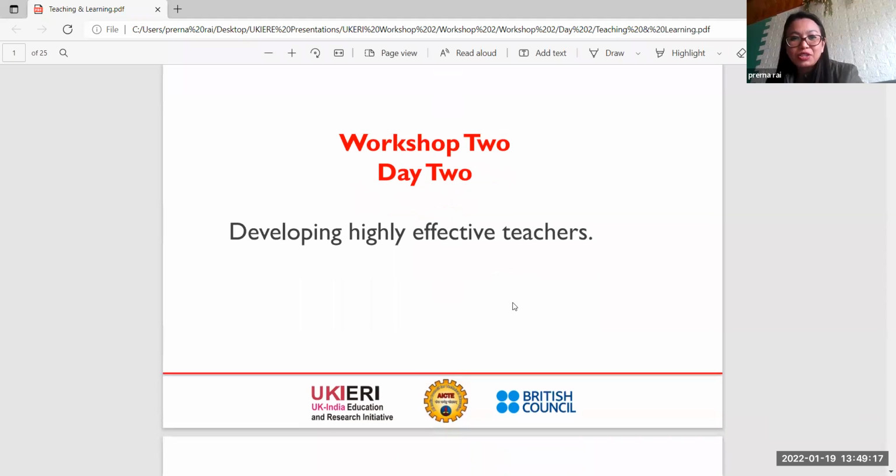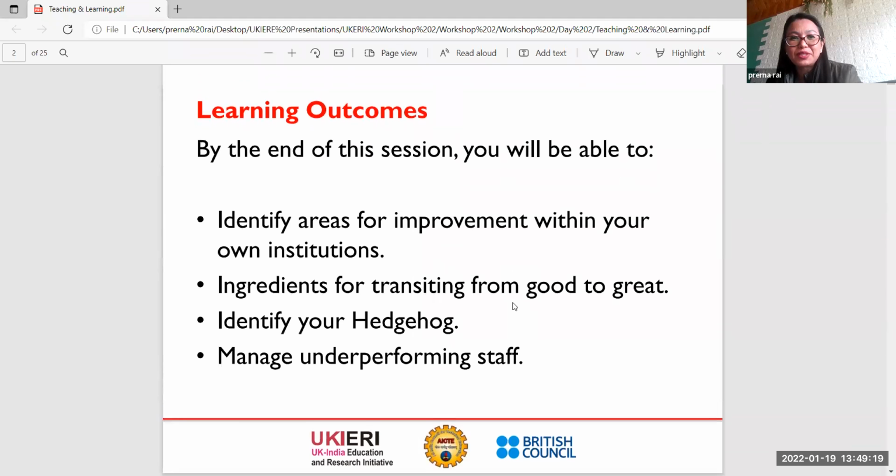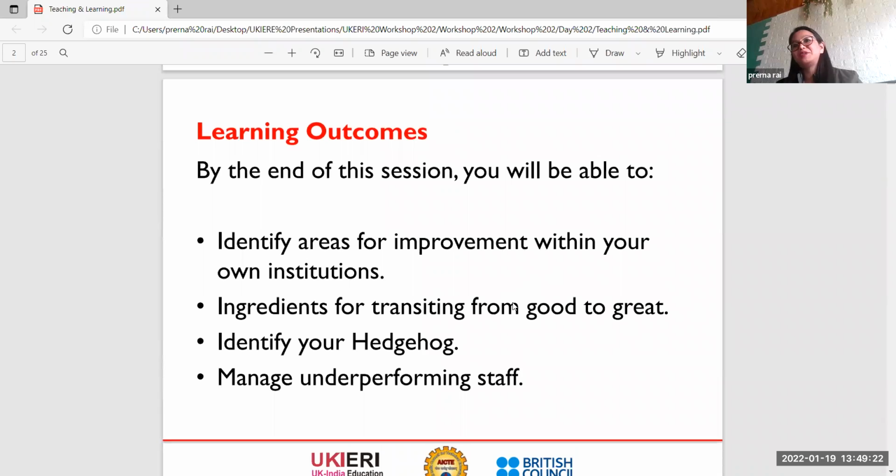By the end of the session, the main learning outcome is that you will be able to identify what major improvements are required for your institution, and what ingredients are given by prominent leaders for transforming an organization, a company, or an individual teacher from good to great. So we are just shifting from good to great.